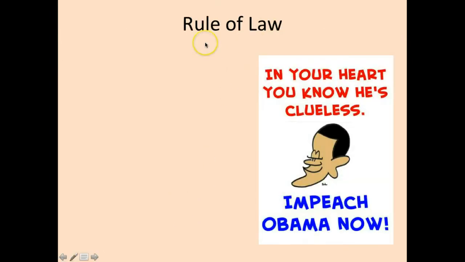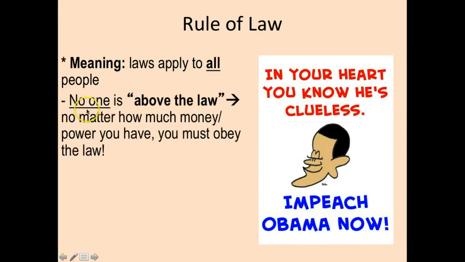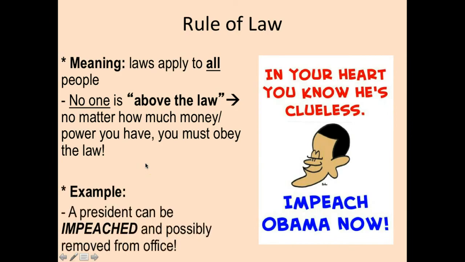The third principle we're looking at is called rule of law. And under rule of law, the idea here is quite simple. Laws apply to all people. Oftentimes, you might see this phrase, no one is above the law. What that means is, no matter how much money, no matter how much power you have, you, me, everybody are supposed to obey the law. And if we don't obey the law, we can face punishment.